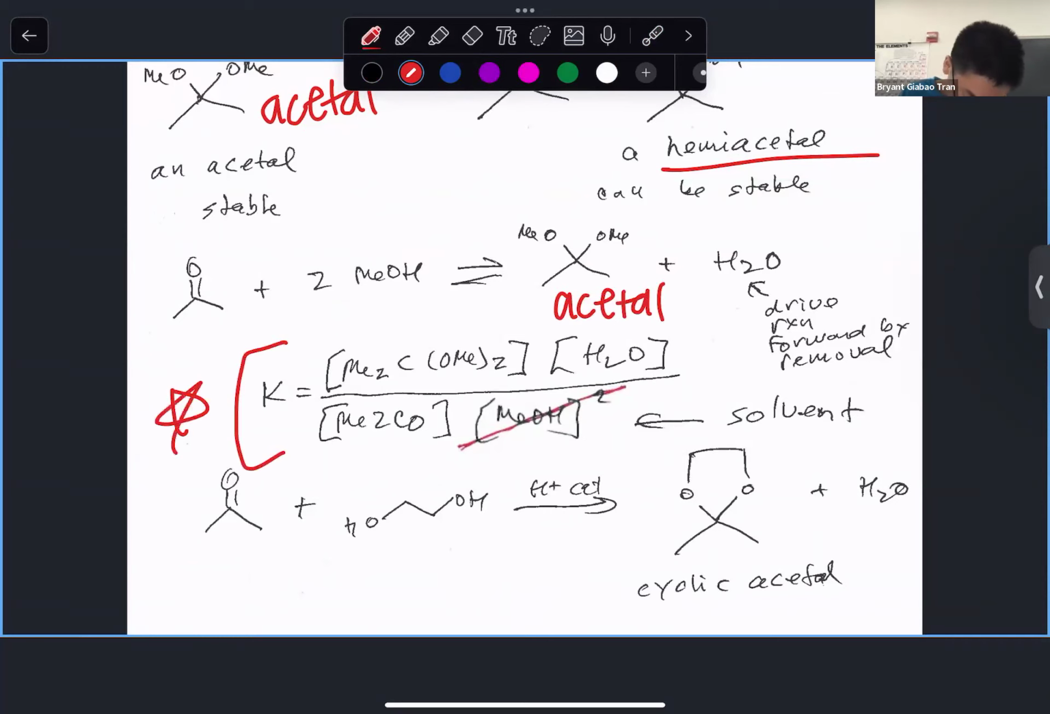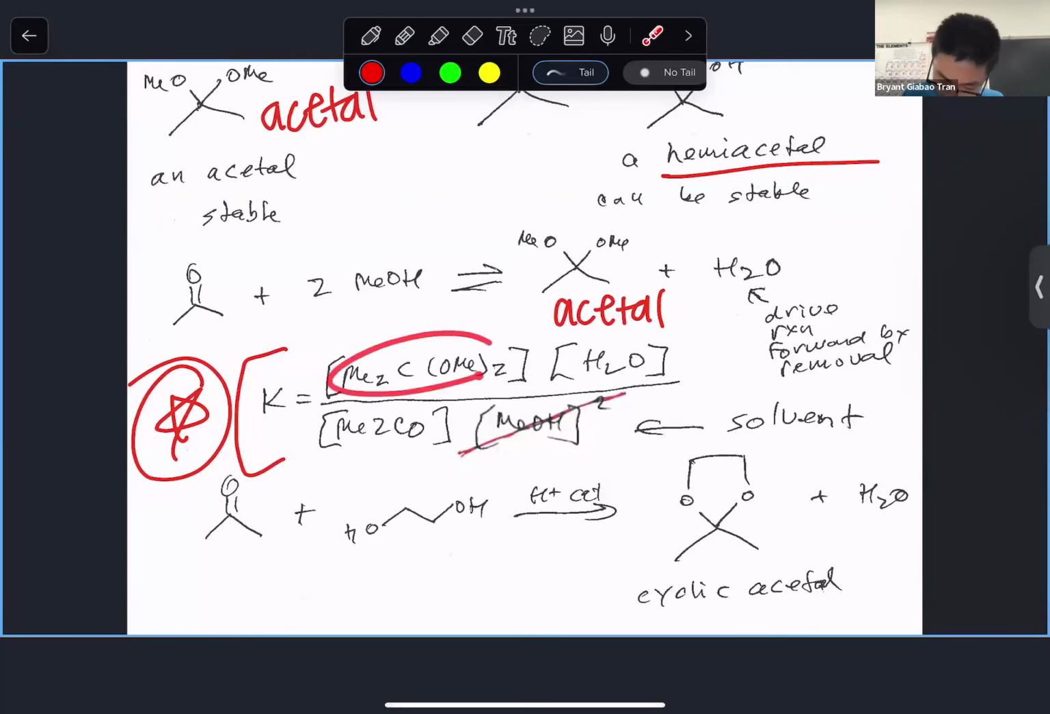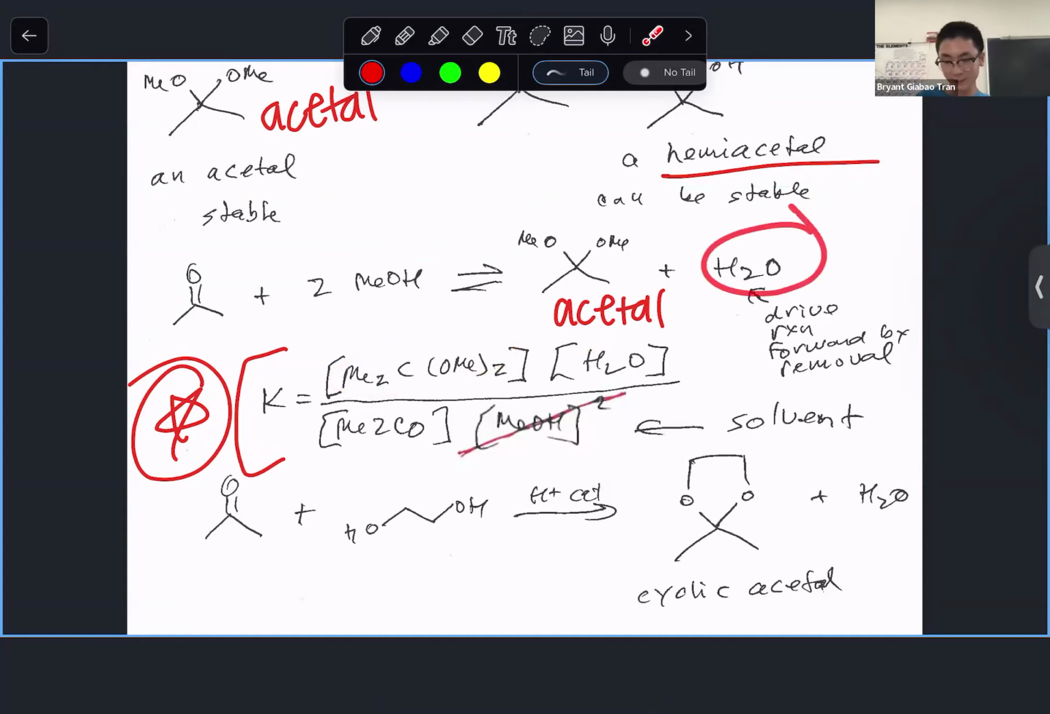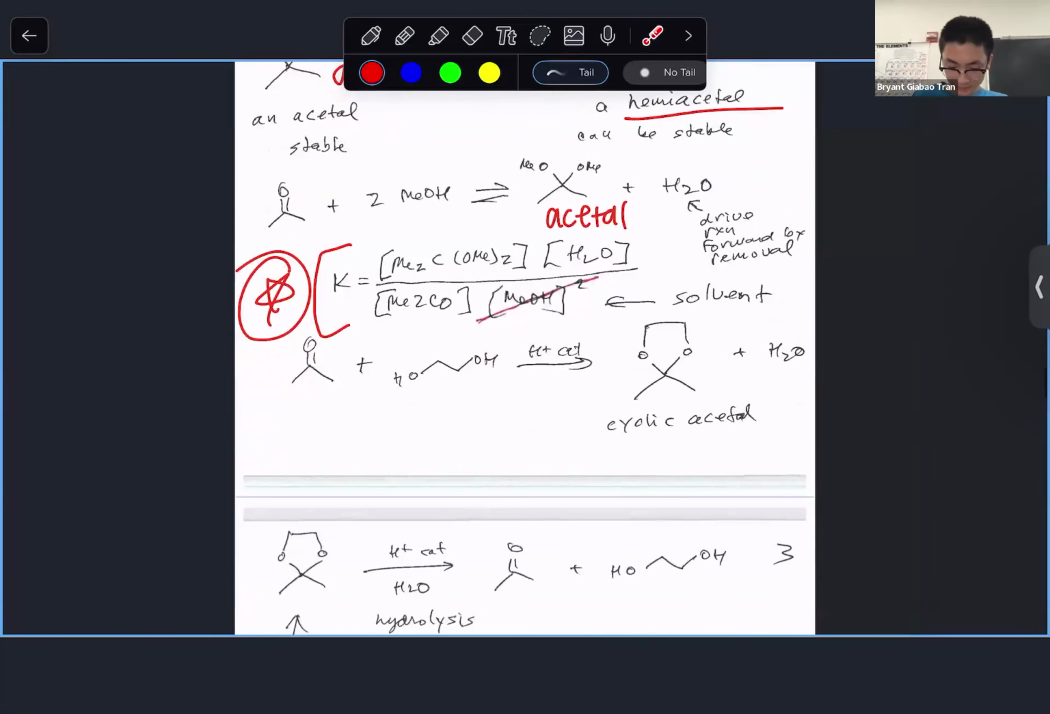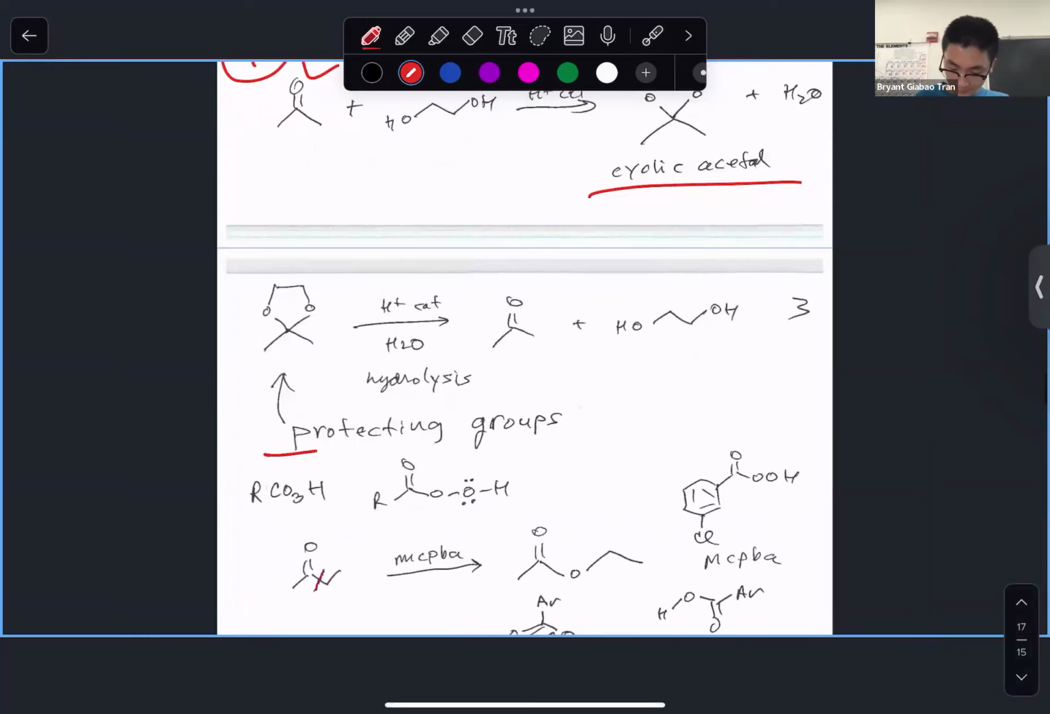Equation. Okay, know this. Wait, let's see what this is talking about. It's just the rate law. Oh, the rate law. You're trying to say that if you take away water, the reaction goes faster? Right, Le Chatelier's principle. Take away water, it would want to go more this way to balance out. Okay, cyclic acetal, protecting group. Yep.